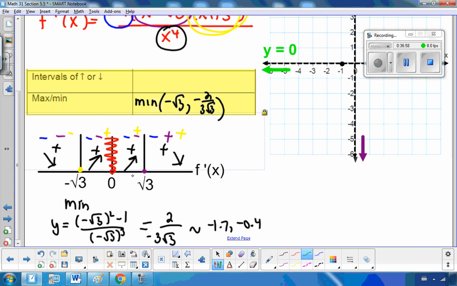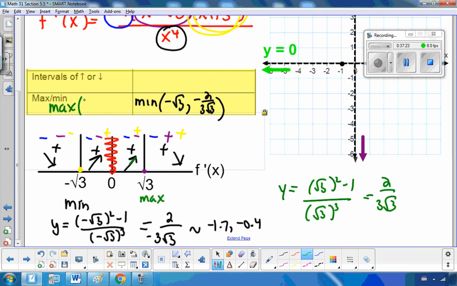So for the next one here, I'm increasing to the left, decreasing to the right, so this is a maximum, and I'm going to do the same thing. Y equals √3 squared minus 1 all over √3 cubed. So that's just going to equal +2 over 3√3. So then I have a maximum at √3 and 2 over 3√3. So that's going to happen at approximately 1.7 and 0.4. So I can note those on my graph as well.